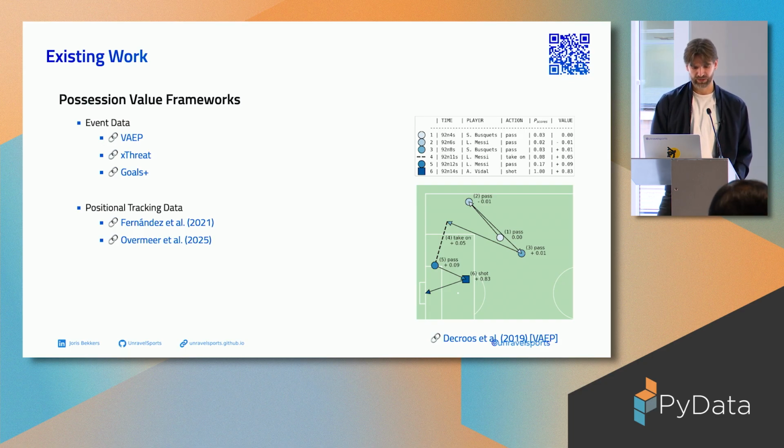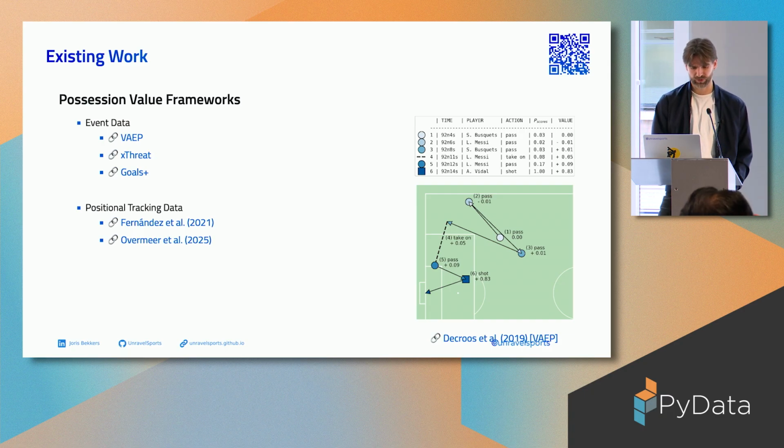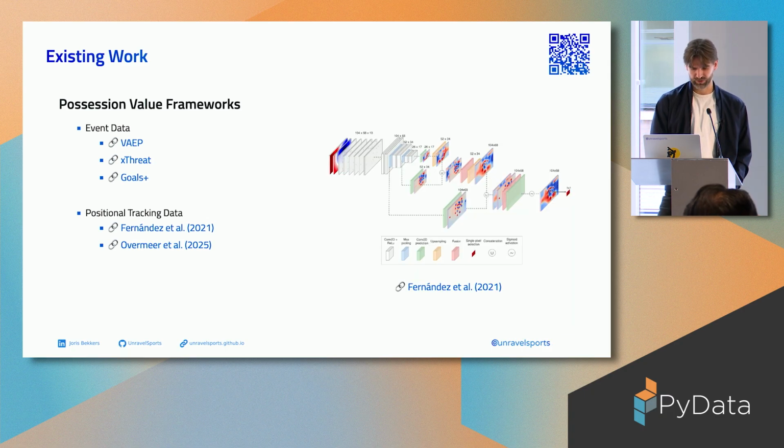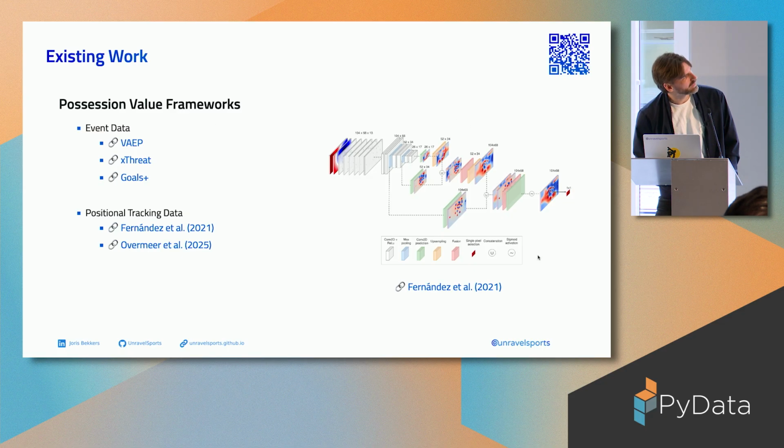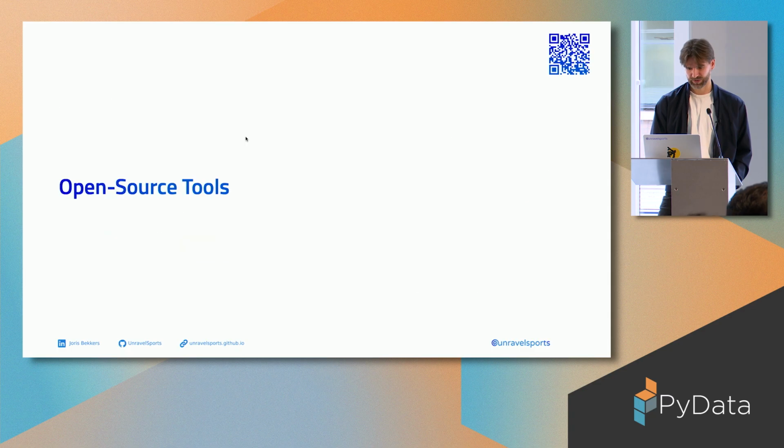And then there's also positional tracking data research out there, but none of this is open source, where they do really cool stuff like this. Basically, on the right, you'll see this image, and it's a convolutional neural net to predict where the next pass is going to be. So that's more complex than what we're doing right now, but none of this is open source, so that's why I said cutting edge open source in the beginning.